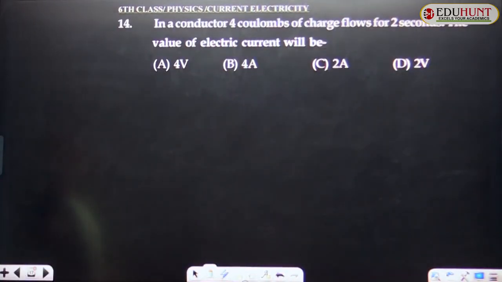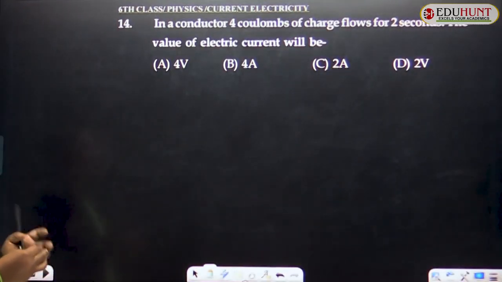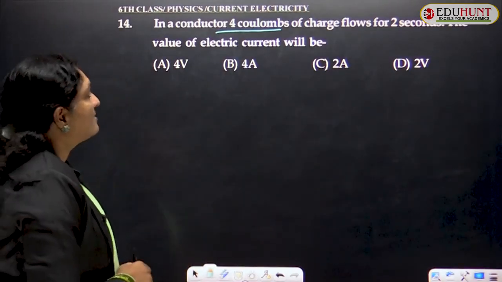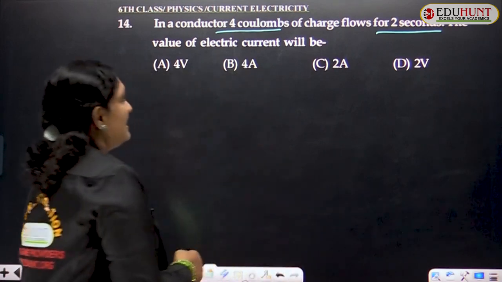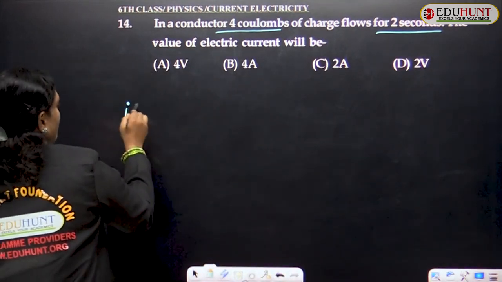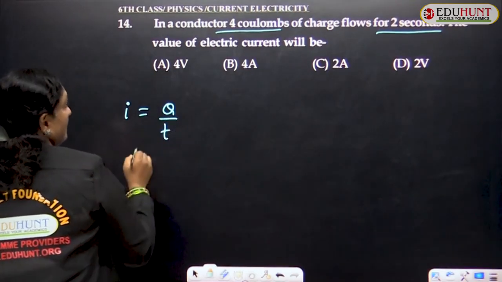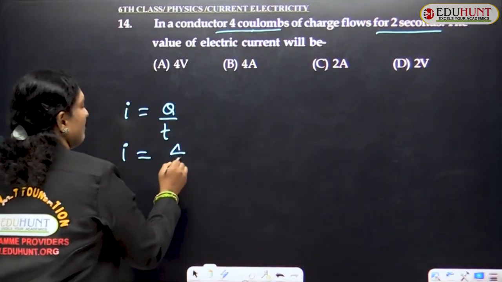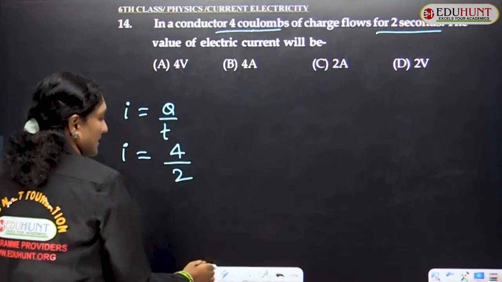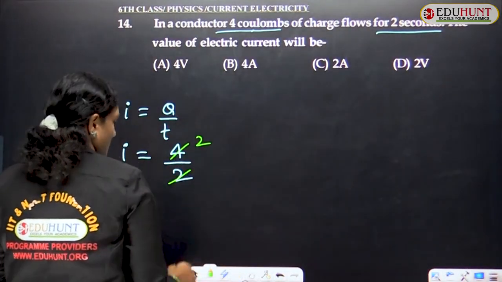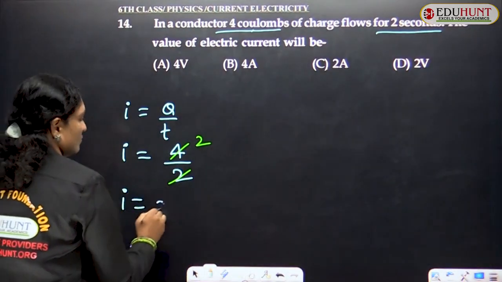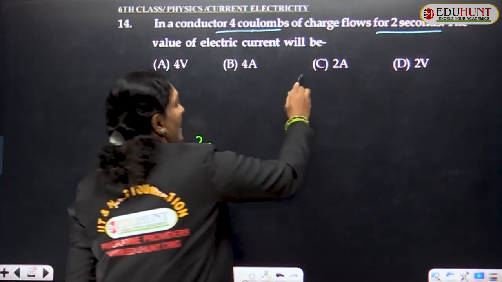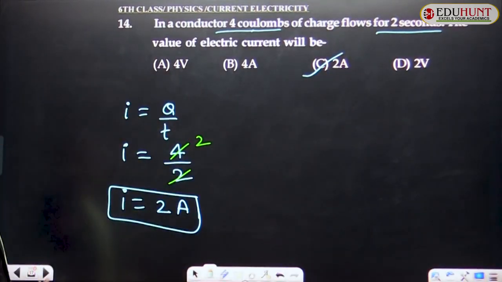Now the next one. In a conductor, 4 coulombs of charge flow. Coulomb is the unit of charge, Q. Time is given as 2 seconds. The value of electric current is equal to Q by T. You are asked to find the current. 4 coulombs upon time 2 seconds. If you simplify this, the current is found to be 2 amperes. The SI unit of current is amperes, 2 amperes. Hence, third option is true.